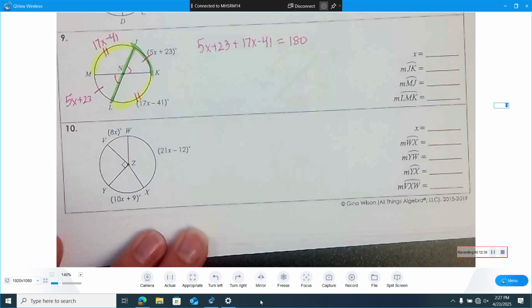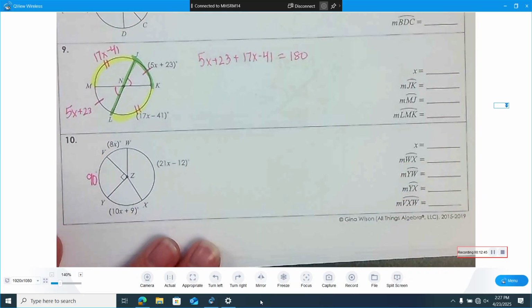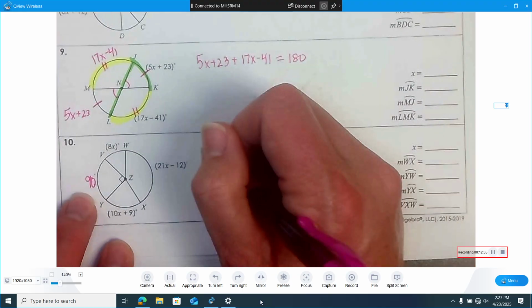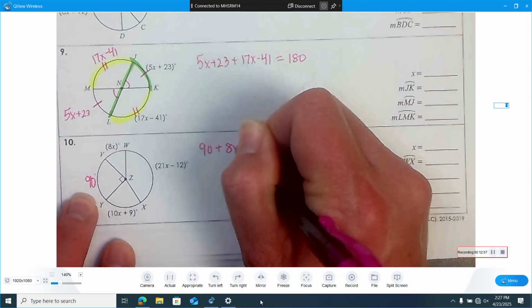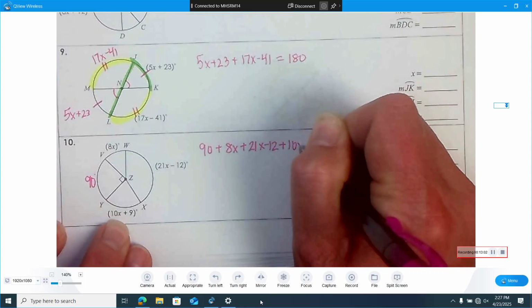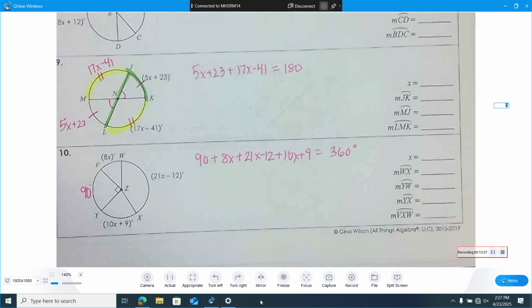Look at number 10 really fast. Number 10. What's this little box mean? 90 degrees. And this picture doesn't have any diameters in it. There's no diameter, so what equation can we write? All of them add up to be 360. Beautiful. 90 plus 8x plus 21x minus 12 plus 10x plus 9 all add up to be 360 degrees. All right, got any questions for me?